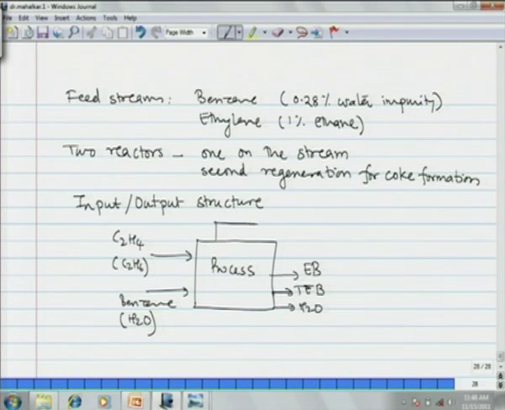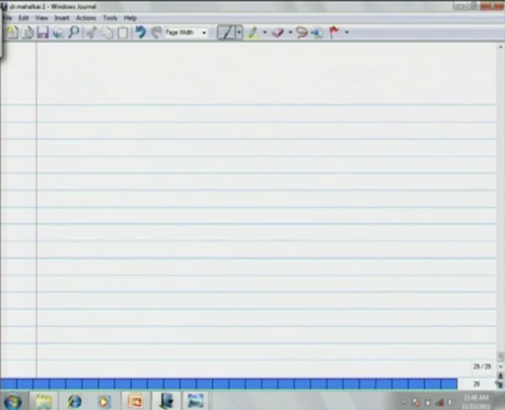And secondly, the unreacted ethylene is also recycled in the process. So, what you see now is the simplest structure of the complicated flow sheet. We have decomposed the flow sheet into a simple box which shows only the input and output streams. Now, we go a step further to design the recycle structure of the flow sheet.